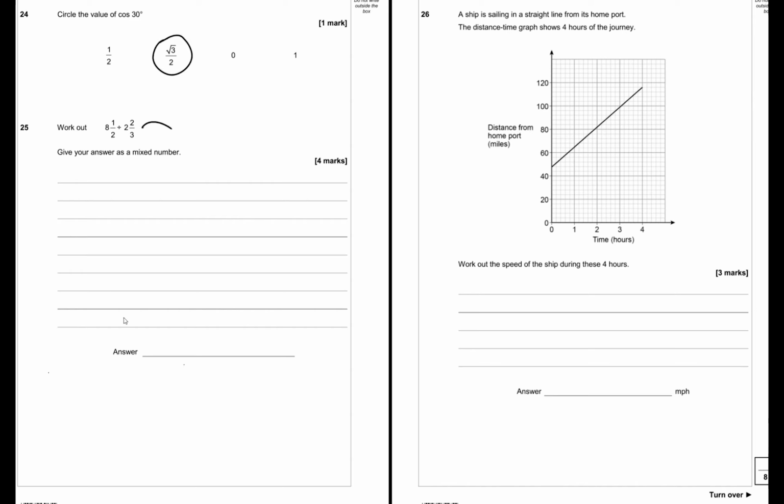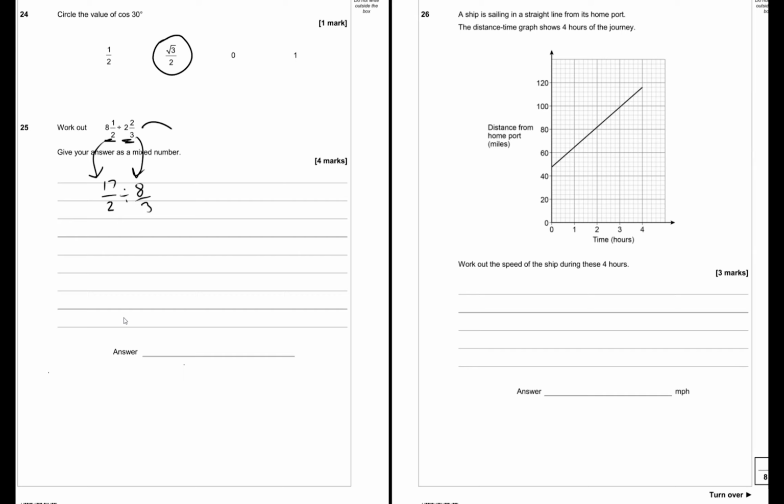Okay, question 25. Work out 8.5 divided by 2 2/3. Give your answer as a mixed number. So what we're going to do is convert both of these into improper fractions. 8.5 can be written as 17 over 2. And then divided by, how can we change this into an improper fraction? That will be 8 over 3.